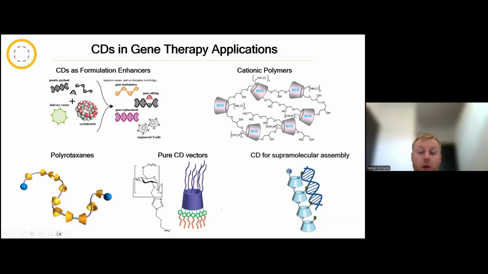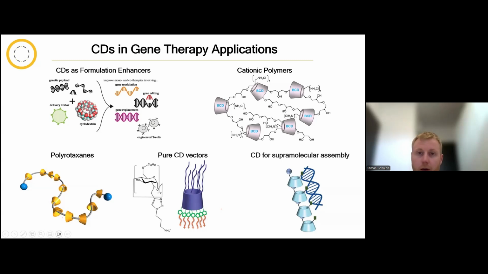And there are these supramolecular structures of cyclodextrins, which conceptually work similar to polyrotaxanes, but this is not a polymer-like structure, but individual cyclodextrins interacting with one another to form this assembly that can capture the DNA.